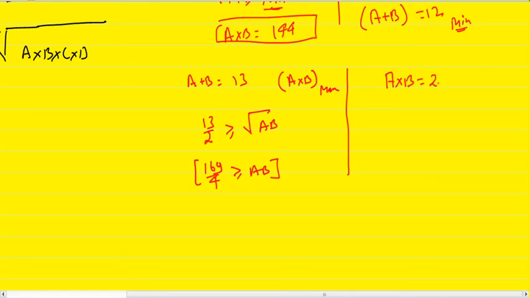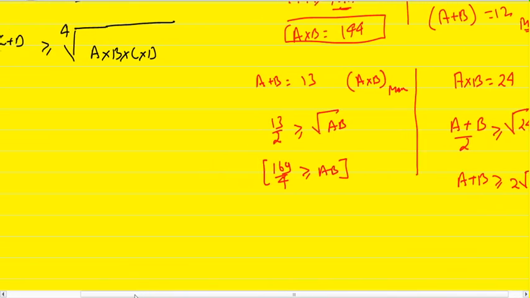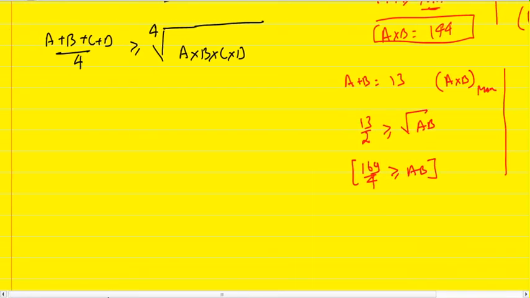A into B is, let us say, 24. Then A plus B upon 2 is more than or equal to root over 24. So A plus B is more than or equal to 2 root 24. I hope you understand when to apply which method. The first method that you saw depended upon you being able to equalize A and B. The second method makes these values equal by default without letting you know. So internally, this method is also making these terms equal.